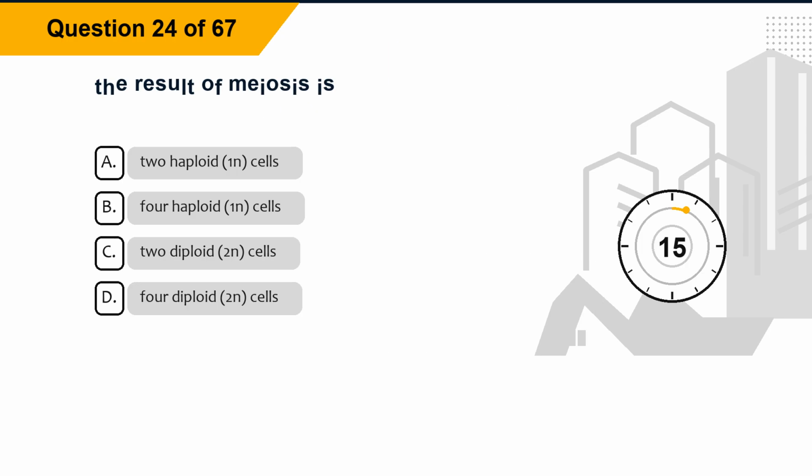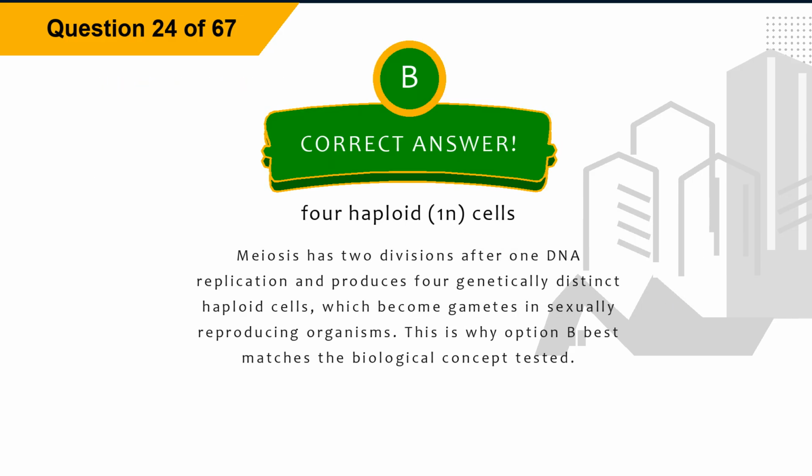Question 24. The result of meiosis is: option A, 2 haploid, 1N, cells. Option B, 4 haploid, 1N, cells. Option C, 2 diploid, 2N, cells. Option D, 4 diploid, 2N, cells. The correct answer is option B, 4 haploid, 1N, cells. Explanation. Meiosis has 2 divisions after 1 DNA replication and produces 4 genetically distinct haploid cells, which become gametes in sexually reproducing organisms. This is why option B best matches the biological concept tested.